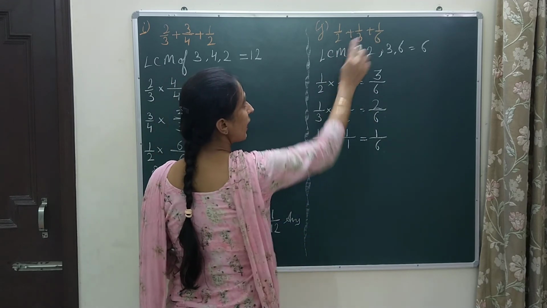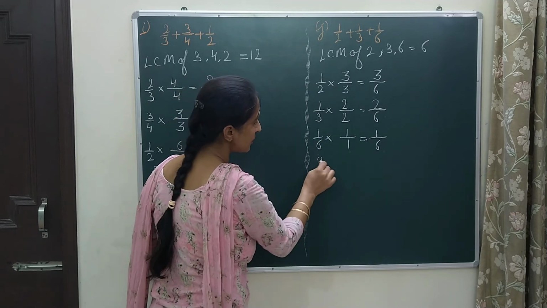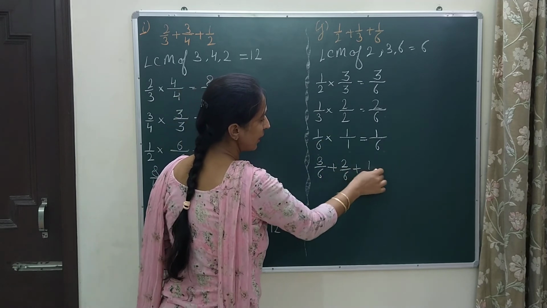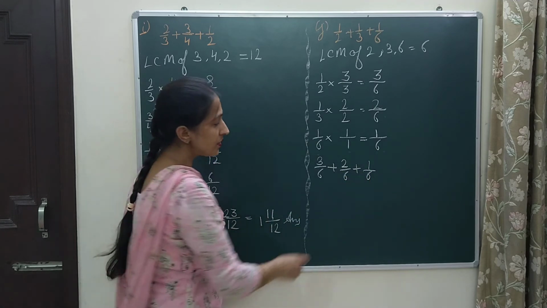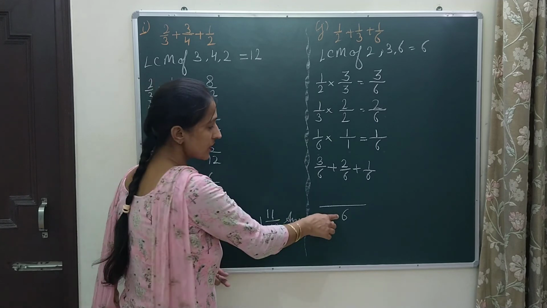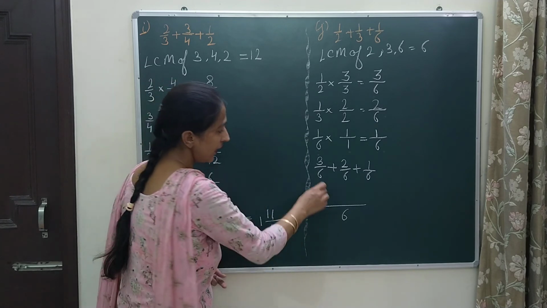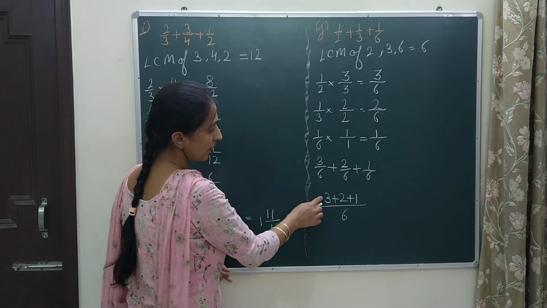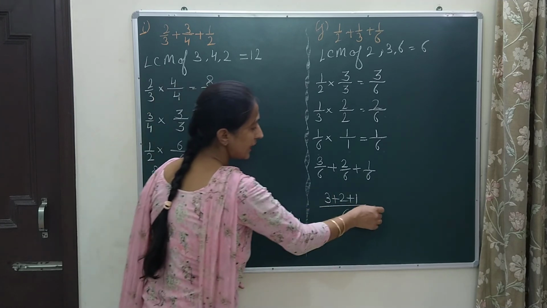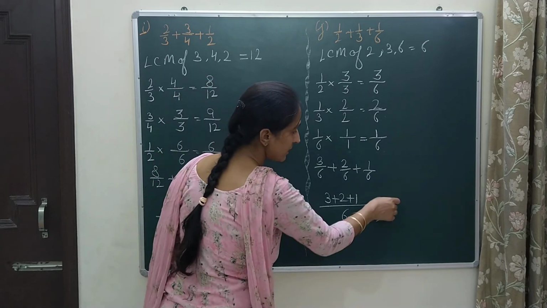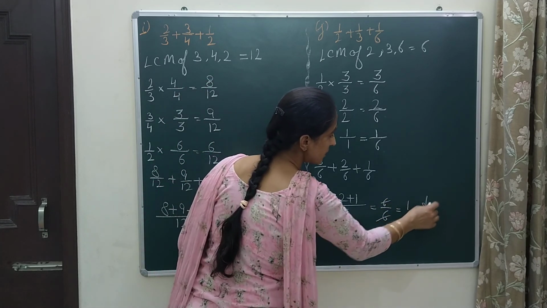Now I will apply the given operation, and the given operation is addition. 3 by 6, 2 by 6 and 1 by 6. Now all these fractions have the same denominator, so I will write 6 in the denominator only once, and then I will add all the numerators. Now 3 plus 2 plus 1 is 6, and the denominator is also 6, so I will cancel these 6 and the answer is 1.